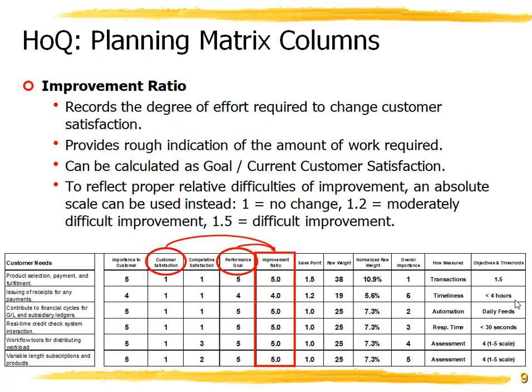But given those factors, if you multiply the customer satisfaction score to the performance goal, you can come up with the improvement ratio of what you're looking to do. Is it a huge improvement or a low improvement? Going from a 1 to a 5, like in this example, requires a great deal of improvement.